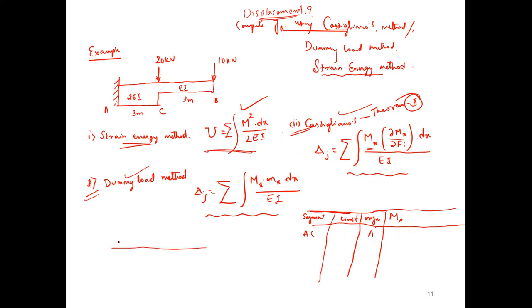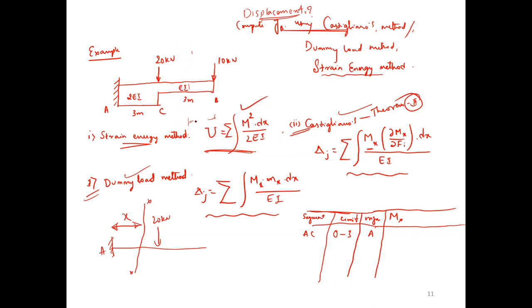See, the beam is like this, right? Here 20. If you take this section xx, and take this as the origin x, which one is the origin? A. What is the limit? A to A is 0. A to C is 3. Next, if you take this section here, then it will become 3 to 6.